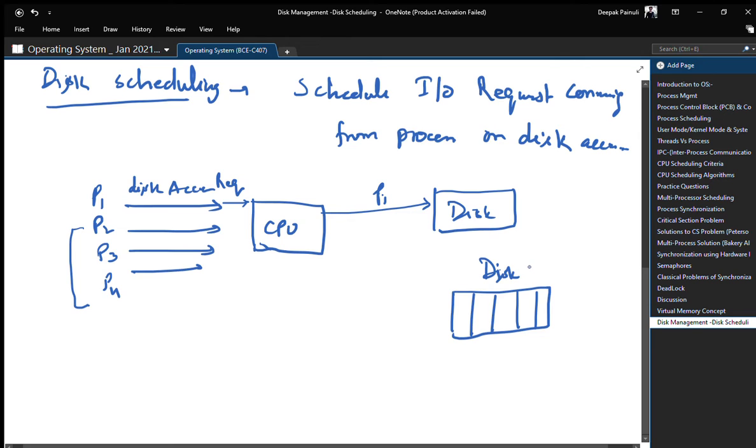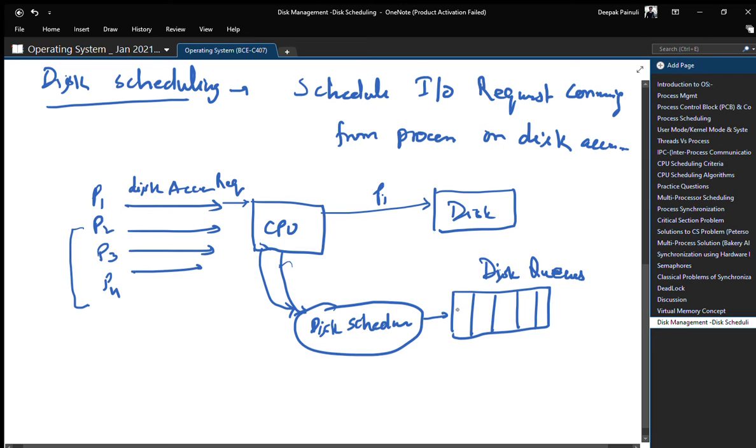IO devices have their own queues. The OS manages different IO queues, as we understood in the process management part. So there will be a disk queue, and while P1 is accessing the disk, the rest of the processes P2, P3, P4 will be queued in the disk queue via an operating system function named the disk scheduler, which is responsible for scheduling requests into disk queues. So this is all about the disk scheduling part.